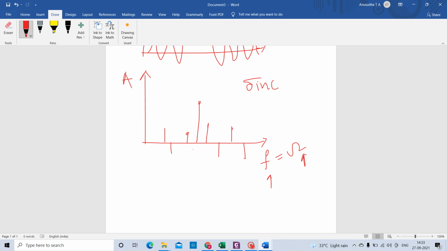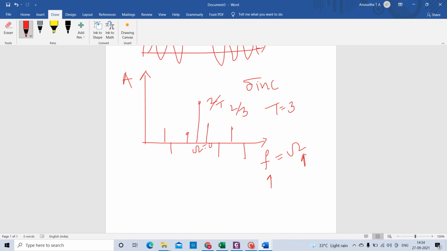At omega equal to 0, the amplitude is 2 by T. What is T? T is the fundamental period. If T is equal to 3, then we represent it as 2 by 3.